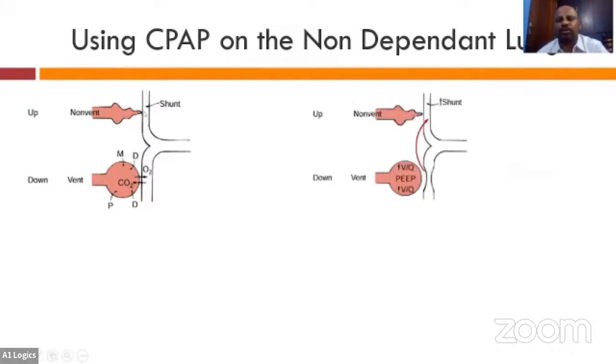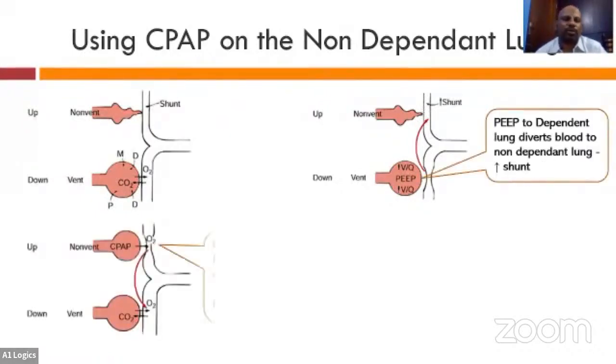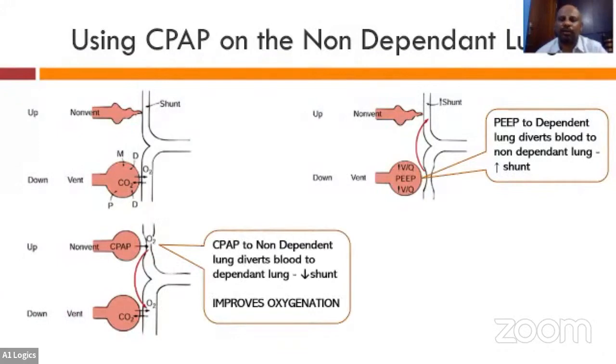Now, normally in your ventilation strategy, you're adding PEEP to the dependent lung. This PEEP is going to compress the alveolar vessels and push the blood into the non-ventilated lung and increase the shunt. This should never be done. Increasing high levels of PEEP on the dependent lung is always deleterious. So what you will do is, you will add CPAP to the non-dependent lung. This is going to push the blood from the non-ventilated lung into the ventilated lung and it improves oxygenation.